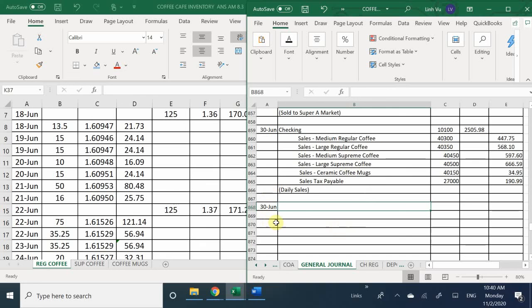So, cost of goods sold of what? What did I sell? You sold regular coffee. Good. And what was my second thing I sold? One was regular and medium, right? No, not medium, that's the size. The supreme. Yes. Okay. And then lastly, I updated my inventory. There's no mugs. Why is there no mugs?